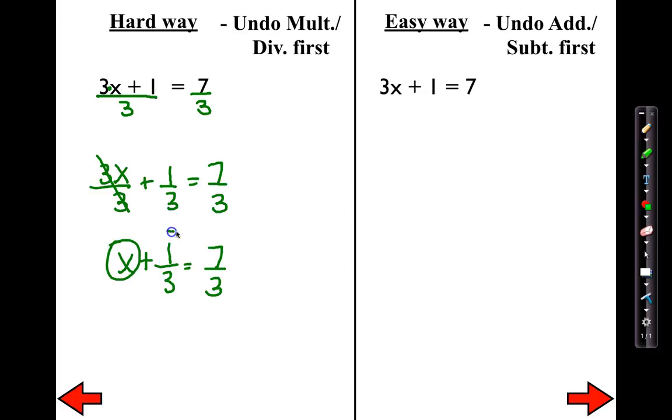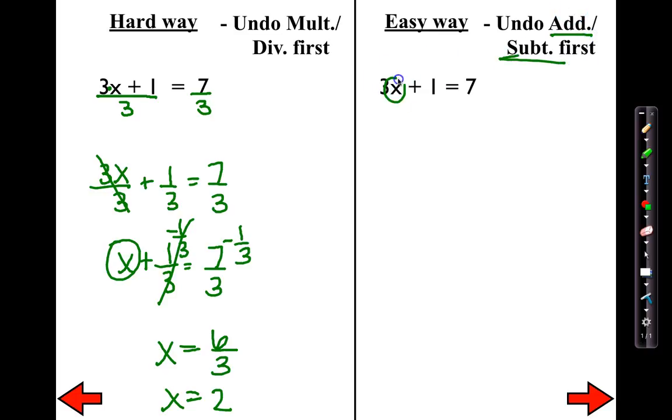This is plus 1/3. So I'm going to subtract 1/3 from both sides, leaving me with x equals 6/3, which does reduce to 2. Now I'm not saying this method is wrong. It just might be a little bit more difficult in comparison to doing addition or subtraction first. So here is where my variable is, so my focus is on the left-hand side.